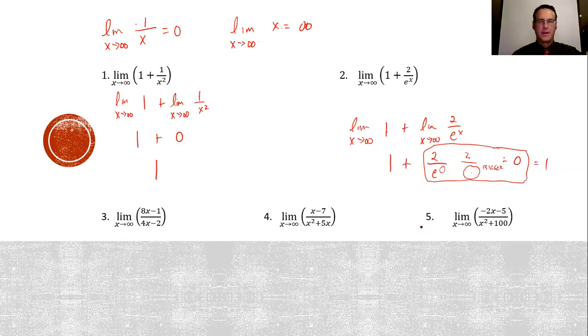You don't have to show this funny stuff here. This is just me making some silly notes to help me conceptualize what 2 over e to the x is when the limit goes to infinity, as x goes to infinity.